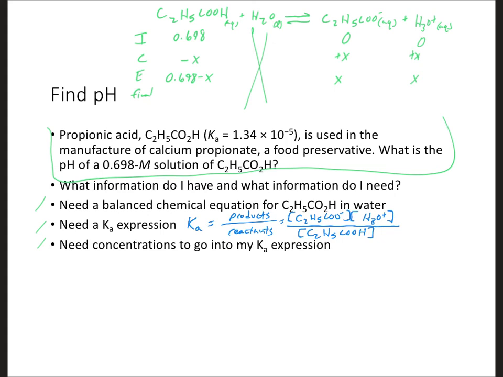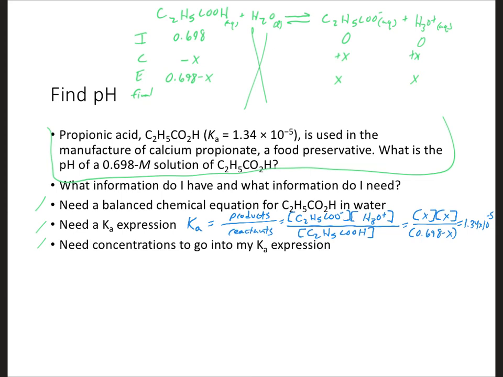And so this time what we're going to do is plug in our x's. This is actually going to require us to do some algebra in order to solve what one of the x's is, and then we can go back and fill that into the ice table. Now I've plugged in the x's based on what was in the ice table. I've moved in an x and an x for each of the products, and then the reactant was 0.698 minus x. All of that is equal to the value that they gave me in the problem, which is 1.34 times 10 to the minus 5.